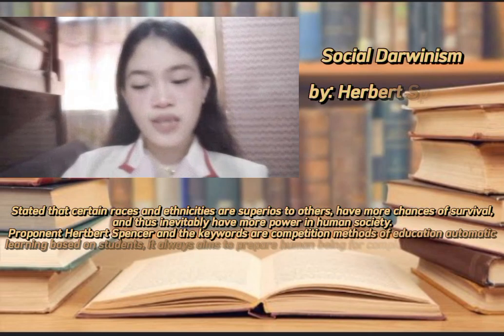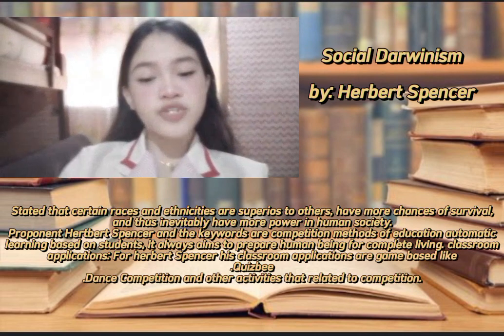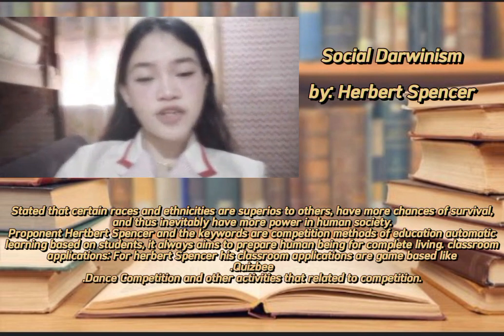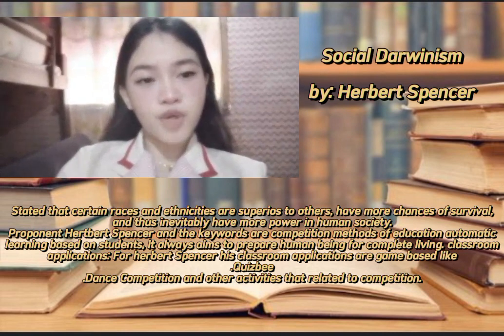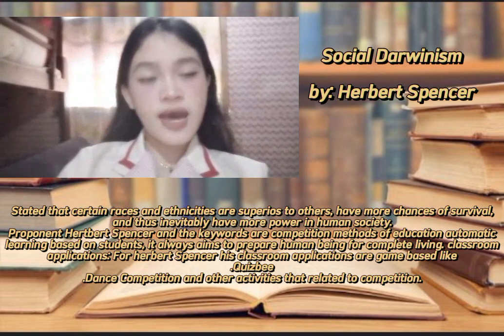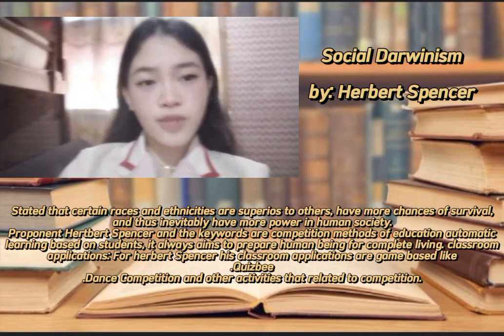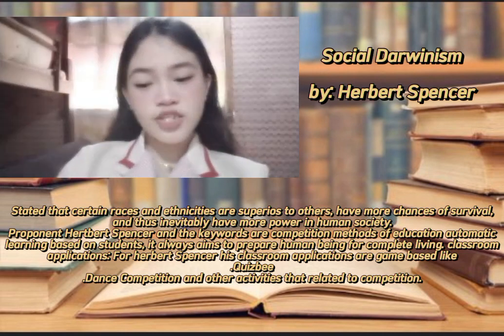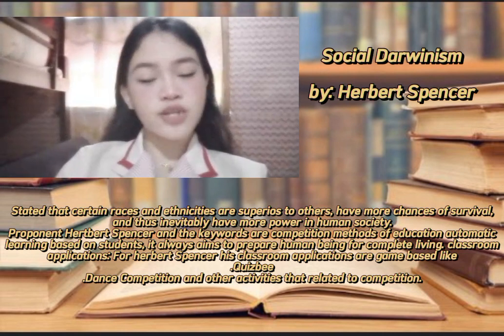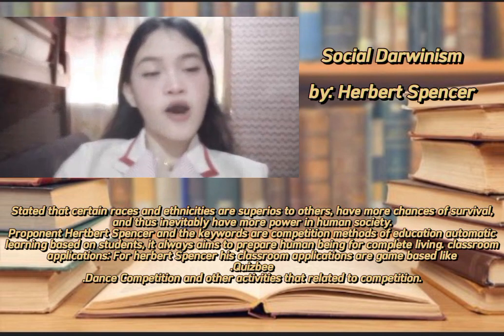Social Darwinism. It stated that certain races and ethnicities are superior to others, have more chances of survival, and thus inevitably have more power in human society. The proponent of social Darwinism is Herbert Spencer. The keyword is competition, and the method of education is automatic learning based on the student.